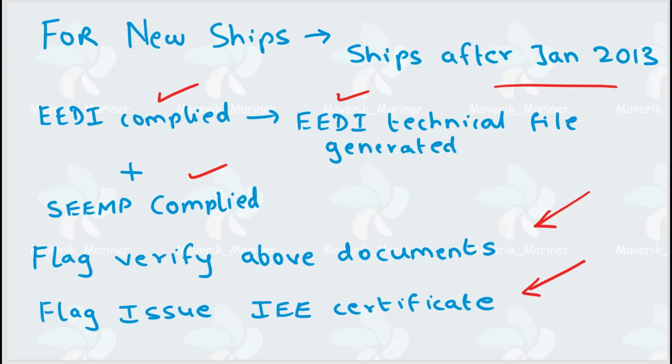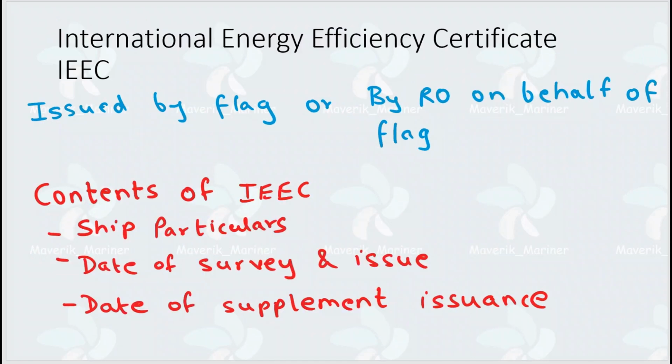Now let us see about the International Energy Efficiency Certificate. This certificate is issued by Flag or can be issued by an RO on behalf of Flag. The contents of the IEEC certificate are ship particulars, the date when the survey was carried out and the date when the certificate is issued. It will also have a date of supplement issuance.